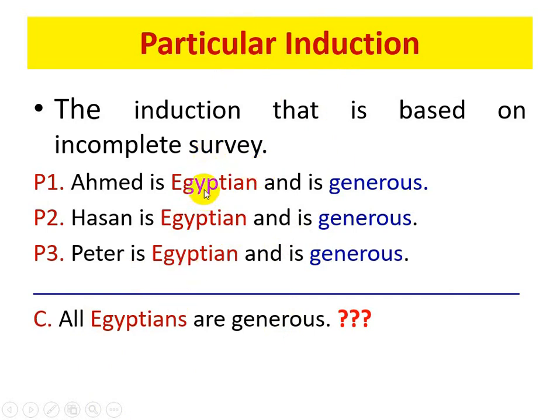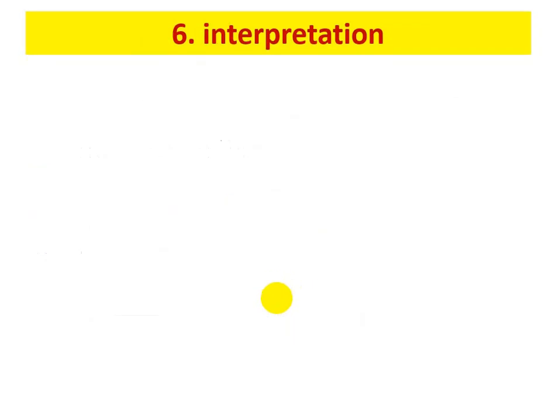If we surveyed all the Egyptians, we can conclude that all Egyptians, in the literal meaning of the word all, are generous here. So we have to build or base our conclusions upon comprehensive or complete survey or complete induction, not particular one here.